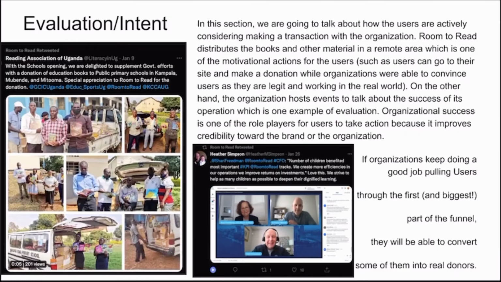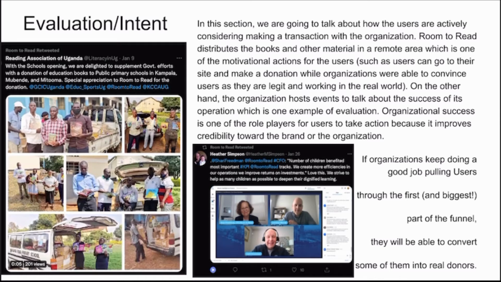Another important step we have here is evaluation or intent. In this section, we are going to talk about how users are actively considering making a transaction with the organization. Room to Read distributes books and other materials in remote areas, which is one of the motivational actions for users, such as users can go to their site and make a donation, while the organization is able to convince users that they are legit and working in the real world.